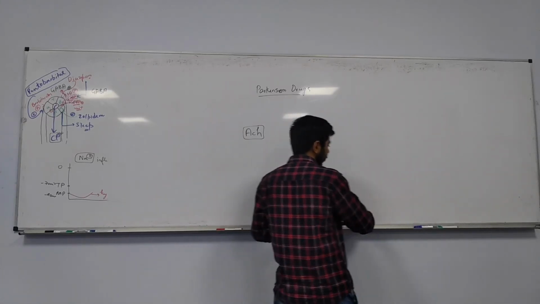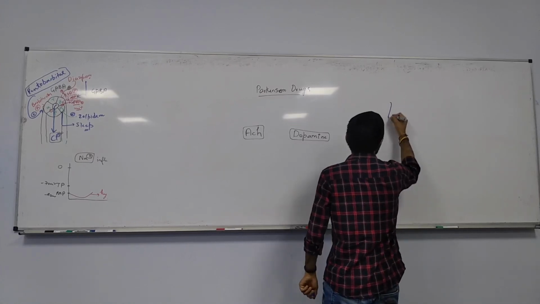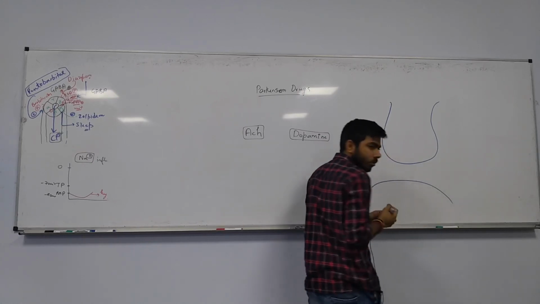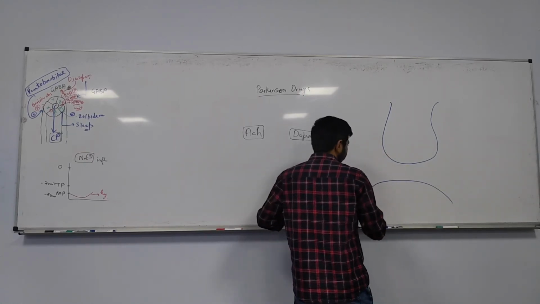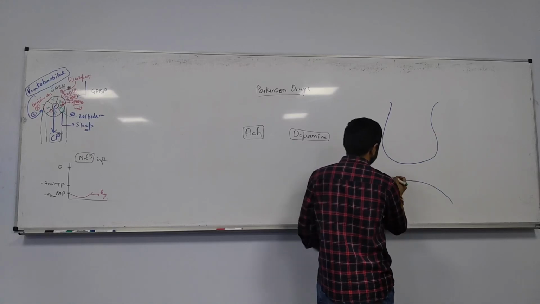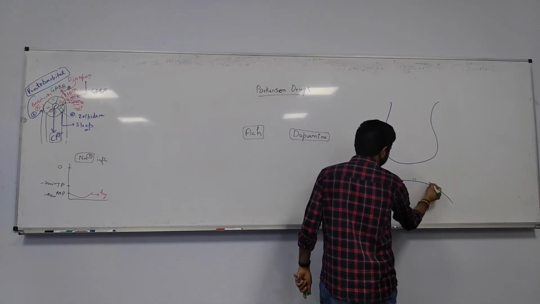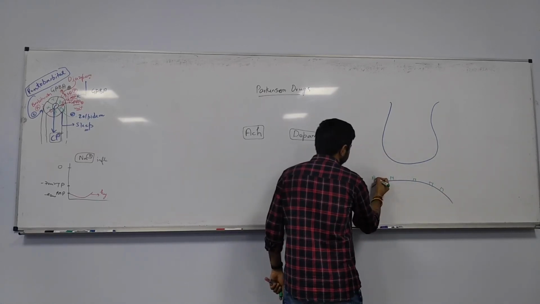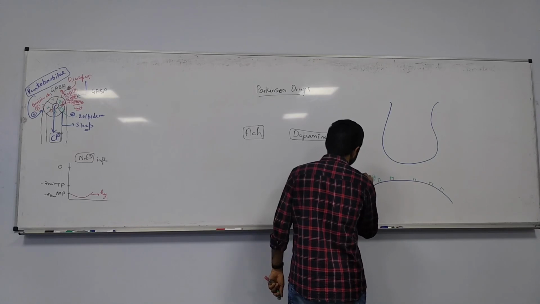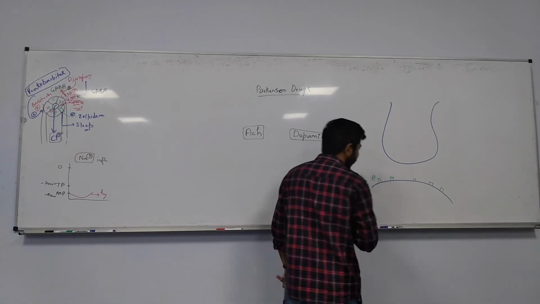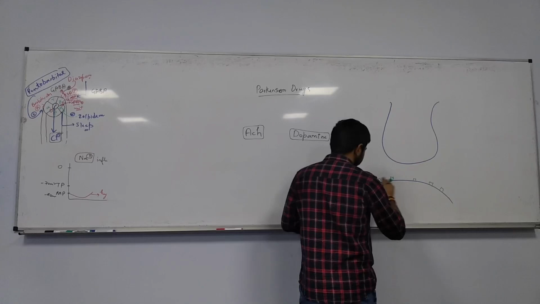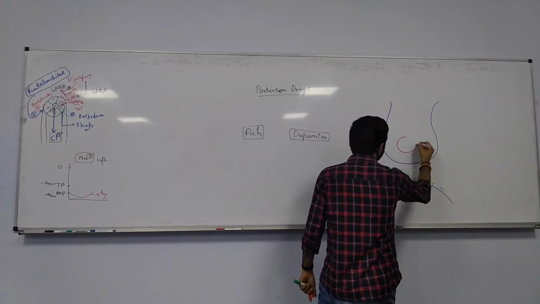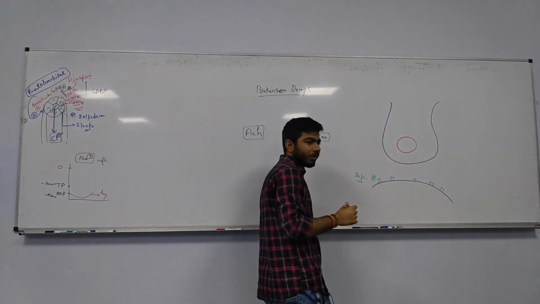So let's say this is the presynaptic neuron over here and this is the postsynaptic. And on the postsynaptic we have some receptors. These are some of the receptors present over here, right? Let's say these are the dopamine receptors. Inside the presynaptic neuron, we have this one. What is this? Presynaptic vesicle.